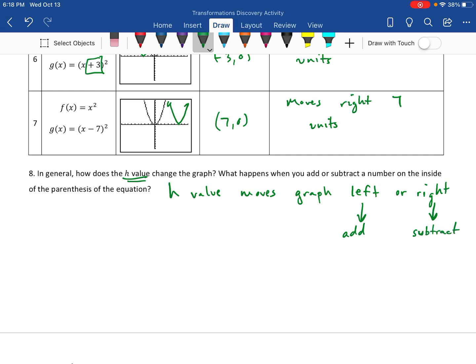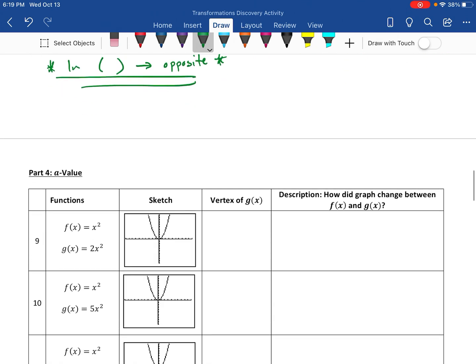Now, I know that adding something usually means moving to the right, and subtracting something usually means moving to the left, which is true. However, this is in parentheses. So when you have something in parentheses, remember that you have to do the opposite. Just like when we were solving our zeros, right? If we had x minus 2 in parentheses, it was the opposite of that when we were looking for our zero. So this still applies here. If it's in parentheses, you actually do the opposite of that.